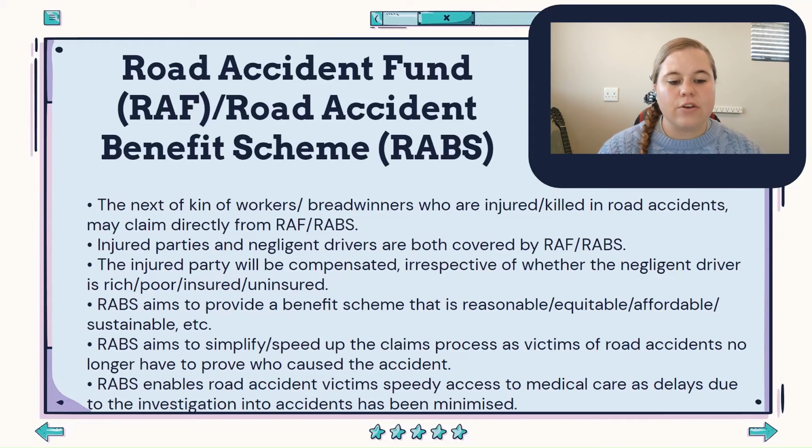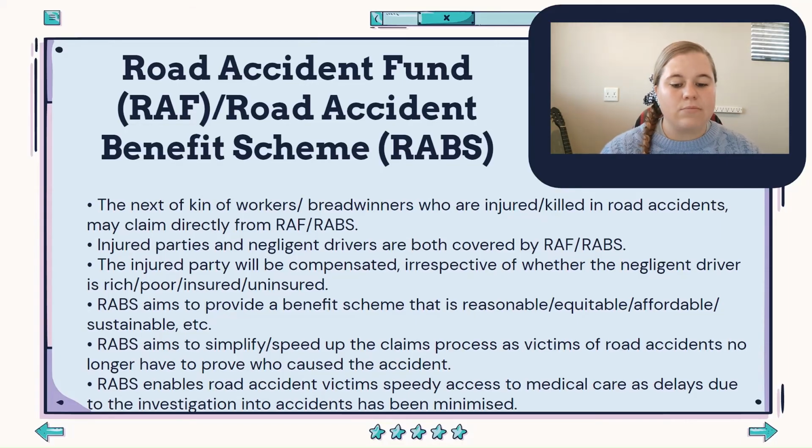The next of kin or breadwinners who are injured or killed in road accidents may claim directly from this fund. The injured parties and negligent drivers are both covered by this fund. The insured party will be compensated irrespective of whether the negligent driver is rich, poor, insured, or underinsured. The fund aims to provide a benefit scheme that is reasonable, equitable, affordable, and sustainable.